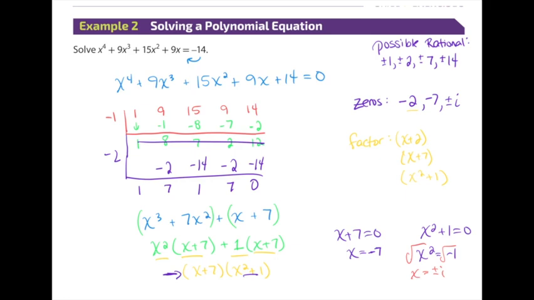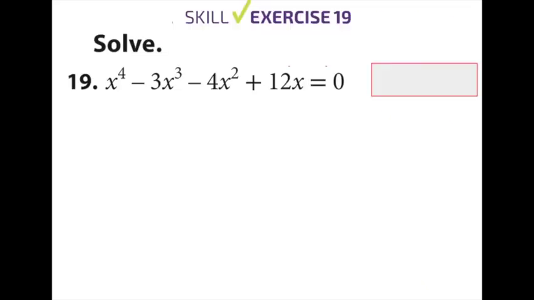How many zeros do I have? 1, 2, 3, 4. The fundamental theorem of algebra said I would have exactly 4. That's what it means. No matter what set of numbers they are in, real or imaginary, you will have exactly that number of zeros. 1, 2, 3, 4. All right?